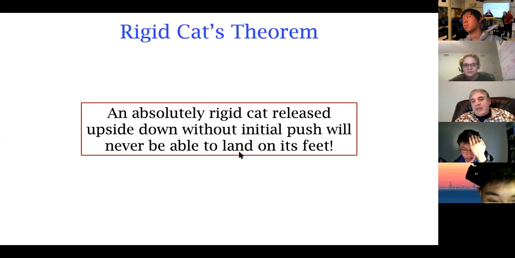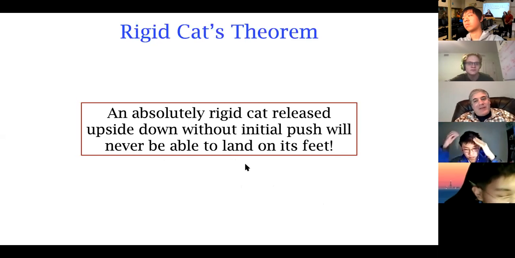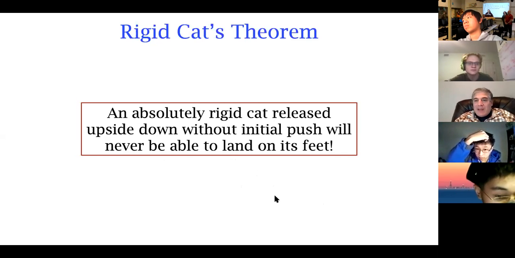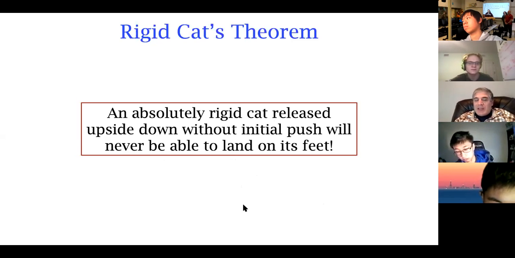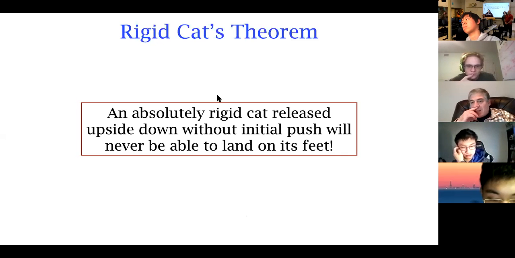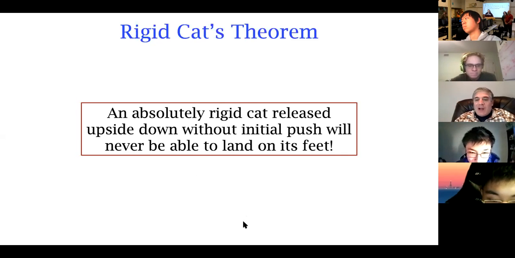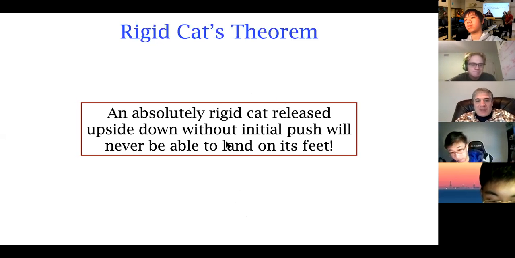And actually you can prove very simply the theorem that an absolutely rigid cat released upside down without an initial push will never be able to land on its feet because of the conservation of angular momentum. But it turns out that if you allow shape changes, then you can make the total angular momentum of the cat composed from the angular momentum of its different parts, which are independent, and then you can manage to reorient. If you look at the Wikipedia article about the cat righting reflex, you will see even some simple illustrations there of how it works from the angular momentum conservation point of view.